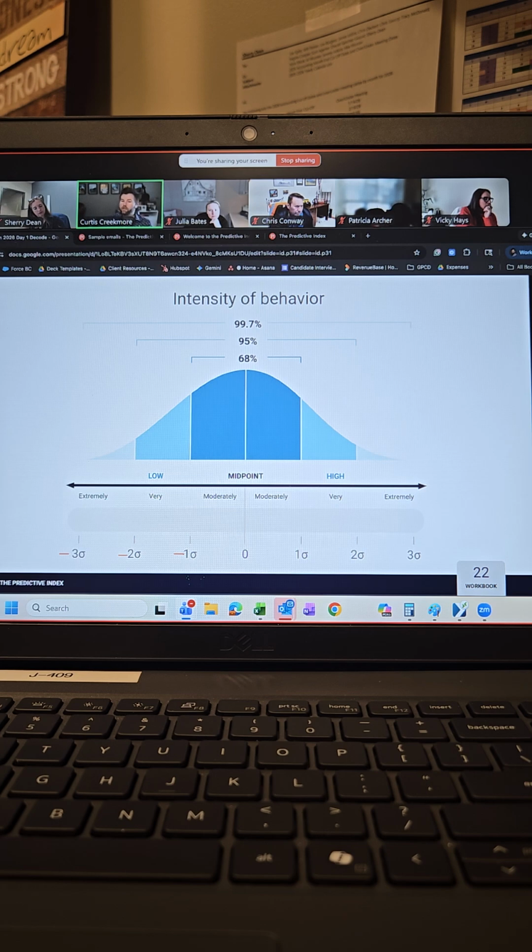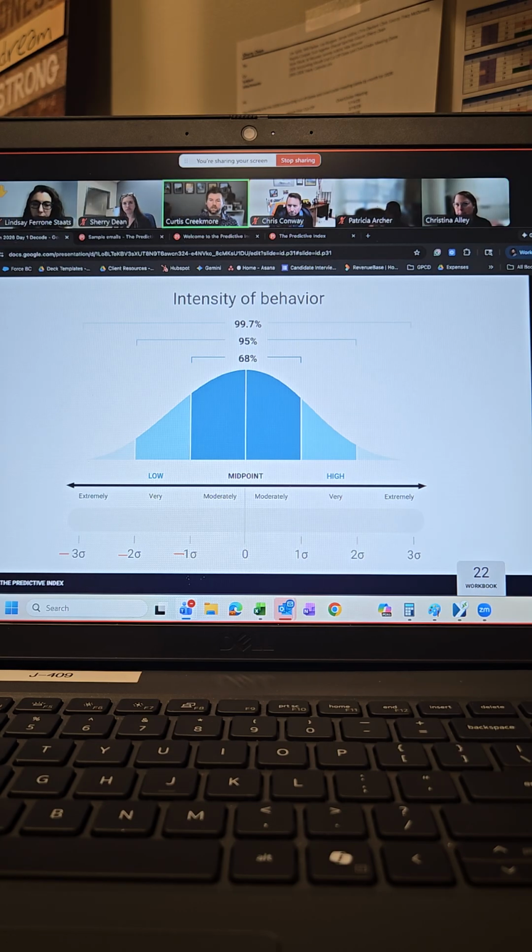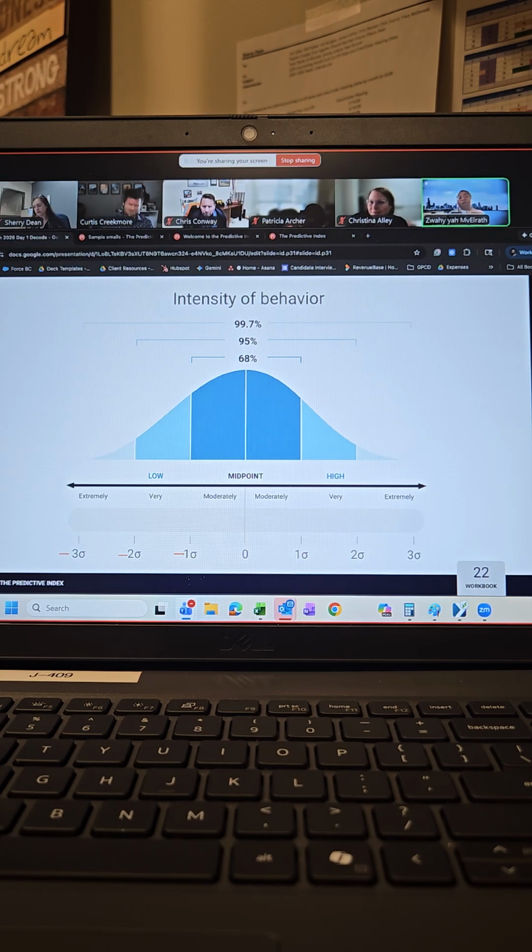Does anyone have any situational factors right on the midpoint or very close to the midpoint? I do. Christina does, Vicky does, Lindsay does, Zawaya does. Curtis, I'm straight down the middle. Every factor. Oh my gosh. I'm looking at him, I'm having a moment. I'm straight like, yep. I don't even know what's going on.